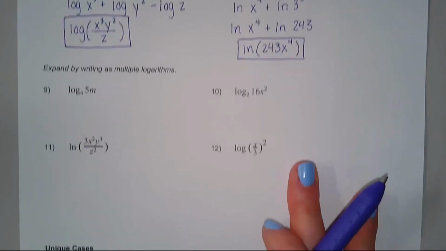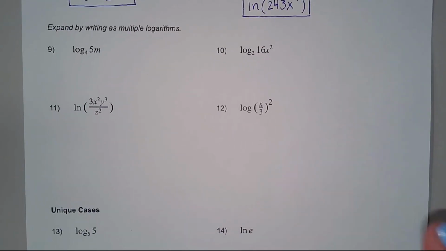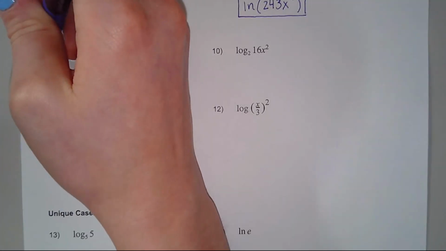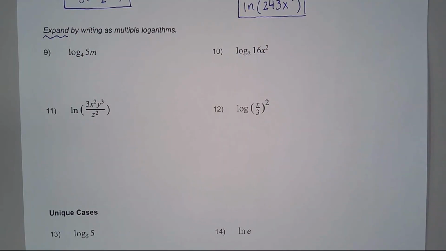The next set of examples is actually doing the reverse of this. So rather than simplifying and combining logarithms, we're now going to expand, which means to write it as multiple logarithms. So anytime we see multiplication, we'll change that to addition. Anytime we see division, we'll change that to subtraction. Anytime we have a power, we'll bring that down out in front as multiplication.